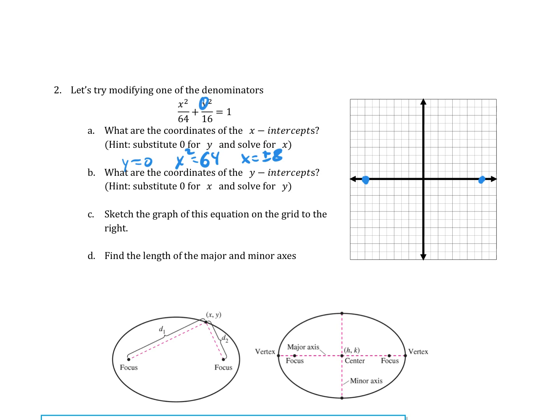How about the y-intercepts? Well, let's plug in 0 for x. If we plug in 0 for x, we have y squared equals 16, and so y equals plus or minus 4. So we're going to be up 4 and down 4. Should put some numbers on these.